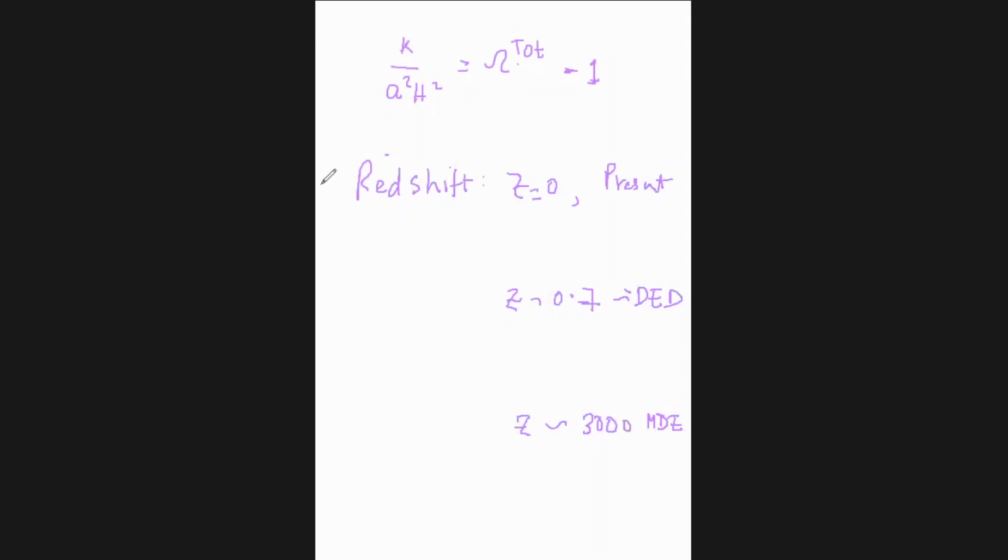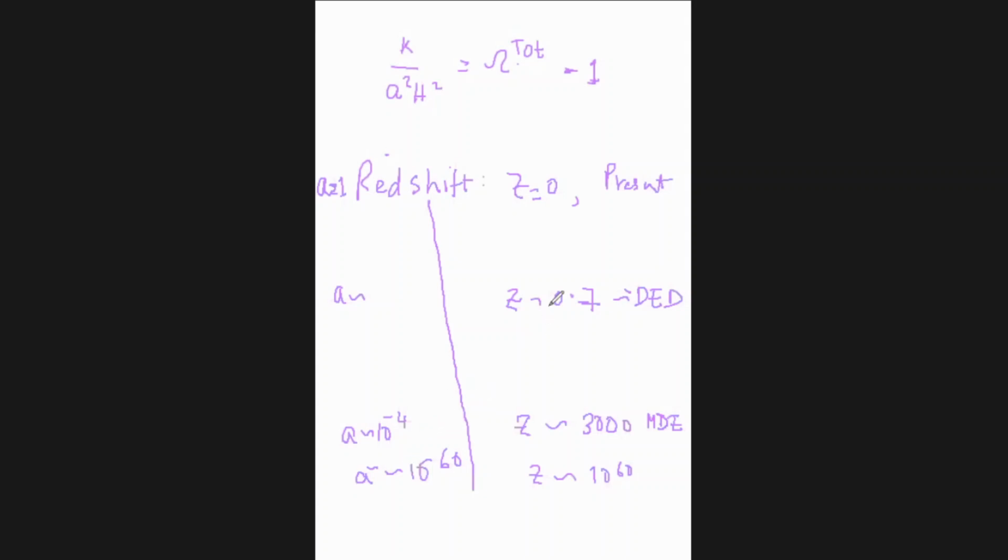You can write the same thing for A. A equals 1 today. Then at matter-radiation equality, A is around 10 to the minus 4. And in the beginning, when Z is very high, say 10 to the power 50 or 60, A will be around 10 to the minus 60. So these are two different ways of telling how the universe's timeline is moving.